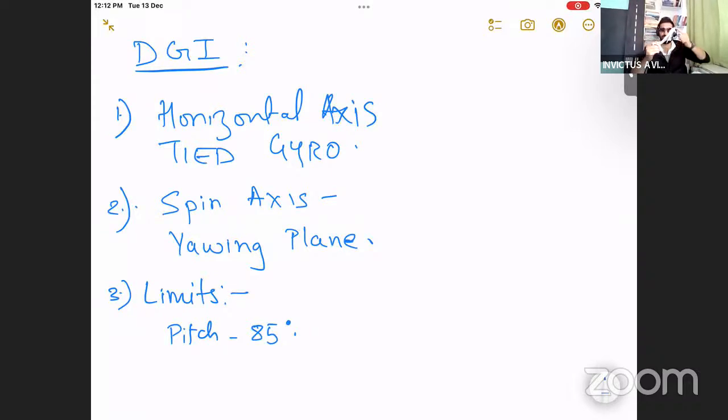Pitch down. So this angle up to 85, DGI is going to give me good readings, which is a very good thing because the aircraft is not going to pitch so high. Commercial jet liners, not fighter jets, of course. And the limits while rolling which DGI could give me, again, 85 degrees. So good. DGI is good.